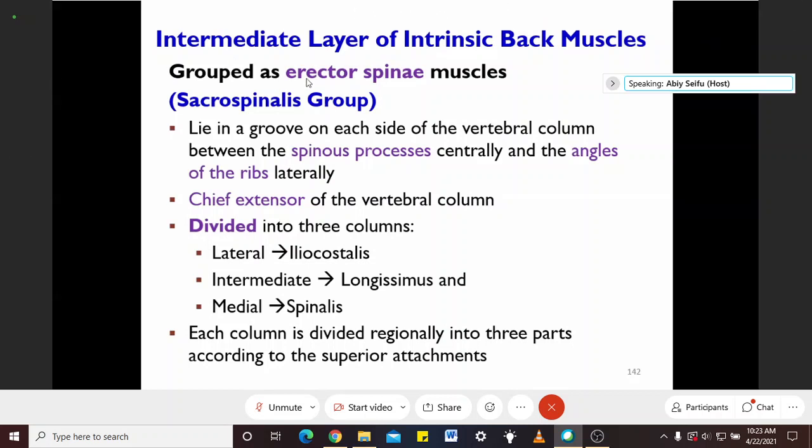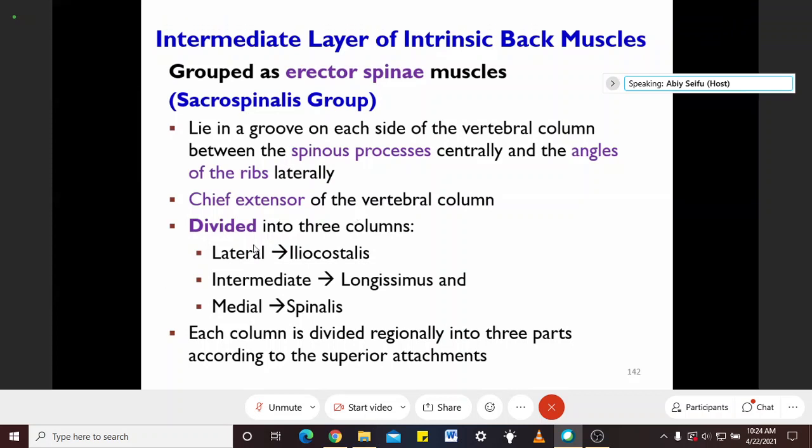Let's see the intermediate layer. This intermediate layer is the erector spinae. As a group, they are called erector spinae, and they extend from the sacrum up to the base of the cranium. They are the chief extensors of the vertebral column, and are found in the groove between the spinous processes and the angles of the ribs.